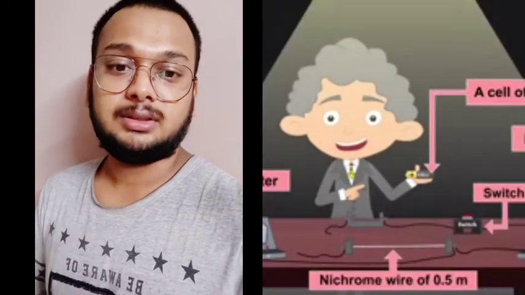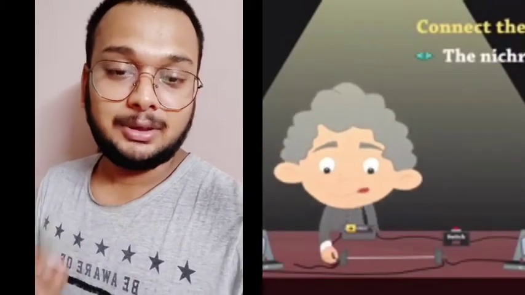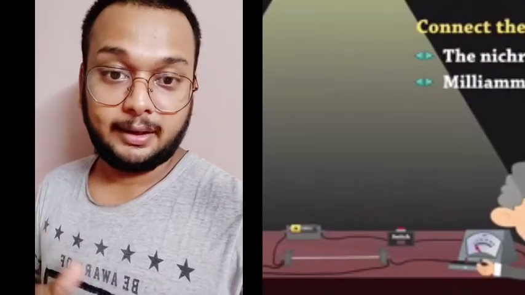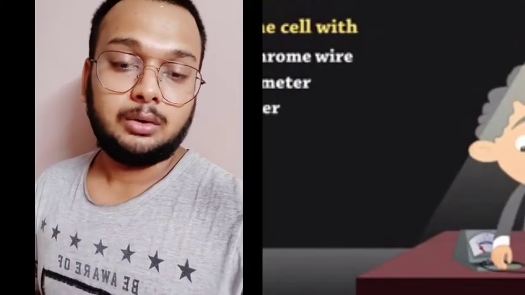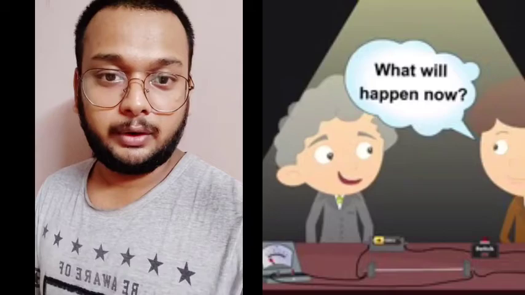Things we need. What are the things? The cell, meaning the battery, the nichrome wire, and a milliammeter. An ammeter is the device which is used to measure electricity, the current. And a voltmeter, which is used to find out voltage.